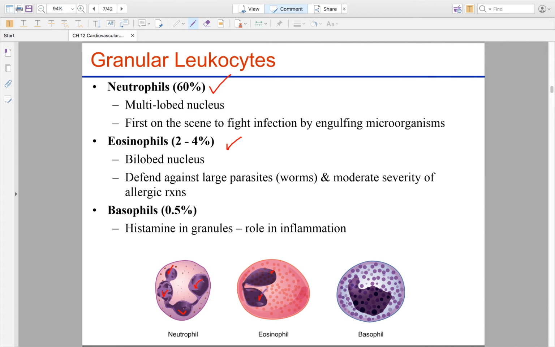These are pretty specialized. These are designed to attack larger parasites, and they have a role in allergic reactions. Basophils. Basophils under the microscope are just filled with these granules. These are histamine granules that have a role in inflammation as well. We have them at a relatively low concentration.